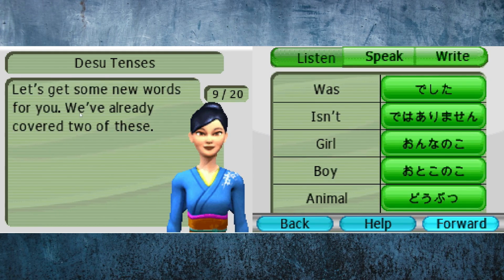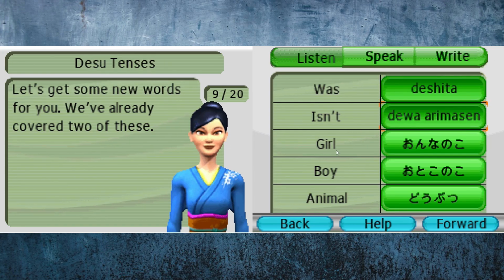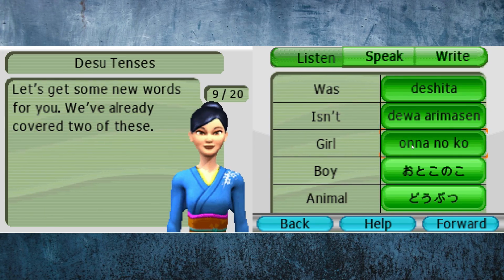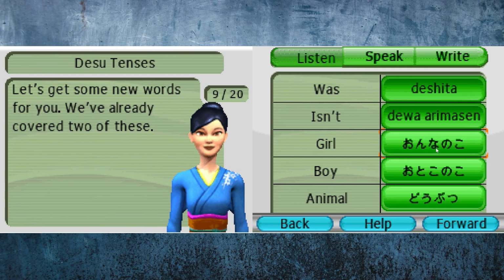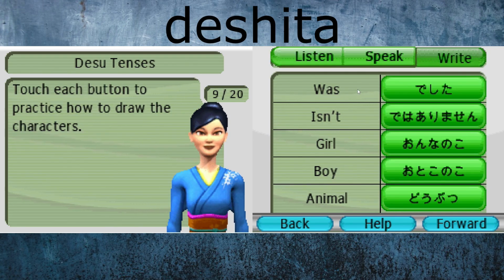Let's get some new words for you. We've already covered two of these. Was is deshita. でした。Isn't is dewa arimasen or janai desu. ではありません。Girl is onna no ko, because ko means child. 女の子。And boy is otoko no ko. 男の子。Animal is dobutsu. Dobutsu. Okay. Now to write it down.